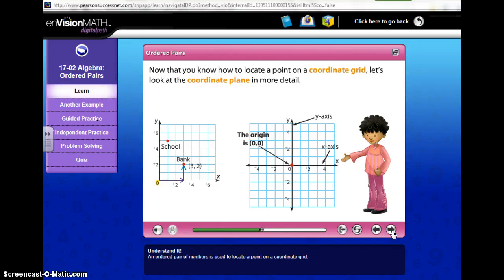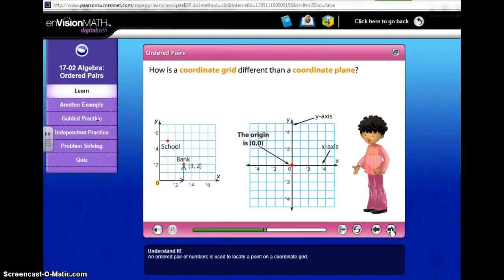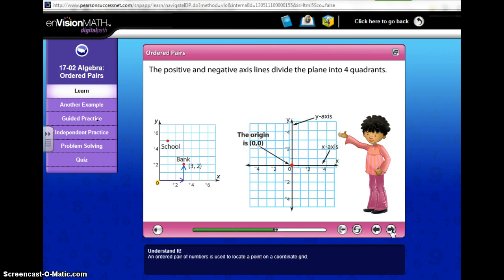Now that we know how to locate points on a grid, we can also locate points on a plane. They're different because, like I mentioned, there are 4 quadrants. We still have our x and our y axis. But the difference is we have positive integers and we have negative integers.